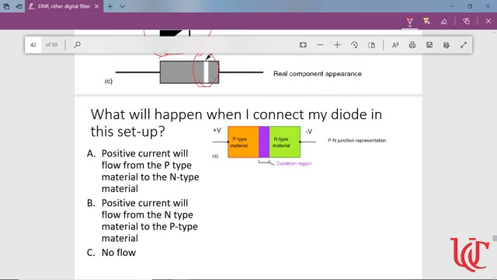So what happens when I connect my diode with different voltages across it? If I apply a positive voltage to my P-type material, and then the negative voltage compared to that to my N-type material, what do I think will happen? Do I think positive current will flow from my P to my N-type, positive current will flow from my N to my P-type, or I will not have any flow whatsoever? You can talk to your neighbor, see what you think.